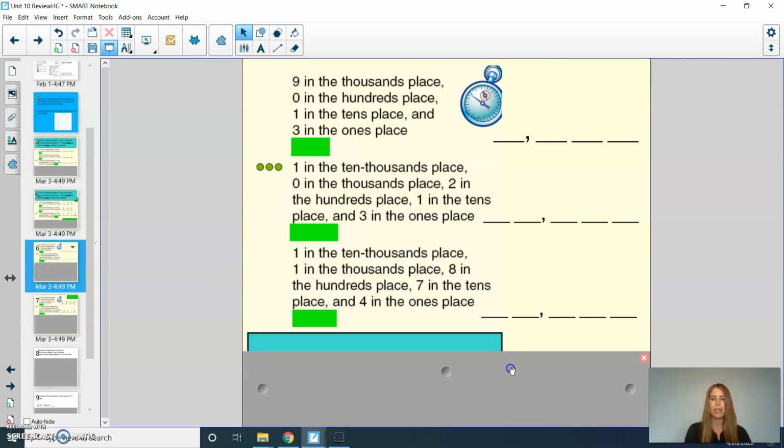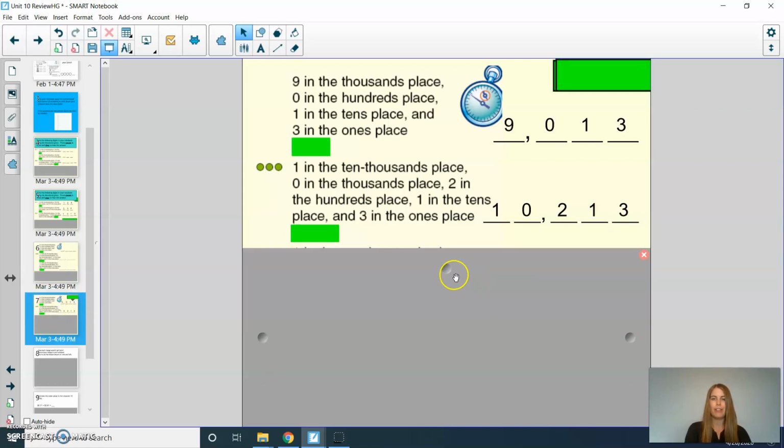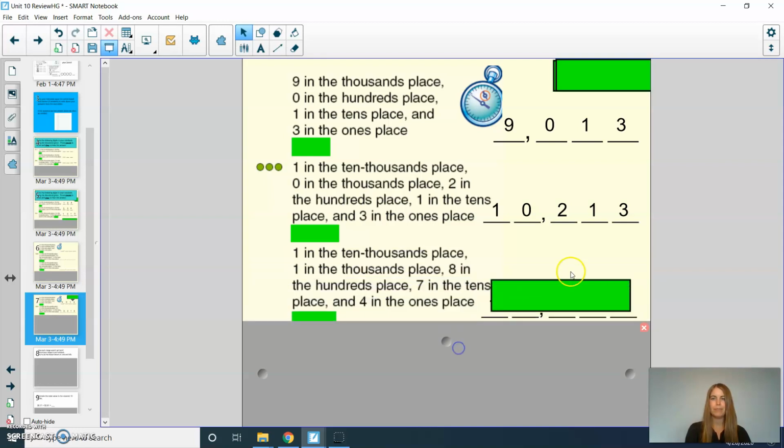This will be our last one. Again, if you can make your 5 lines and put a 1 in the 10,000s place, a 1 in the thousands place, 8 in the hundreds place, 7 in the tens place, and a 4 in the ones place. Press pause if you need more time. But our final number we should have 11,874. If you want more practice with this, boys and girls, you can make more lines and have other digits to add into it.